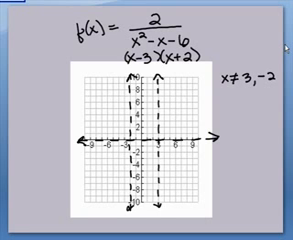The y-intercept is one that you can figure without a calculator. So for the y-intercept, we plug in 0 for x. If we plug in 0 for x, we get 2 over negative 6. So we get a negative 1/3. So we'll plot that, 0, negative 1/3. And then you can take a look at the graph to see what's happening. I'm just going to plot a point.